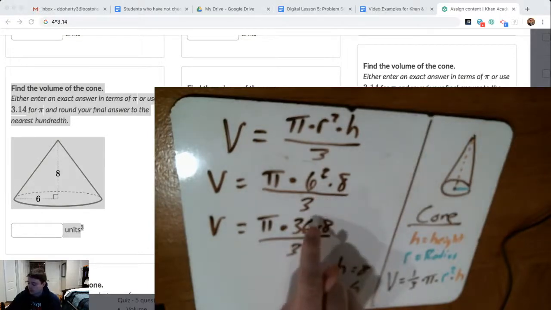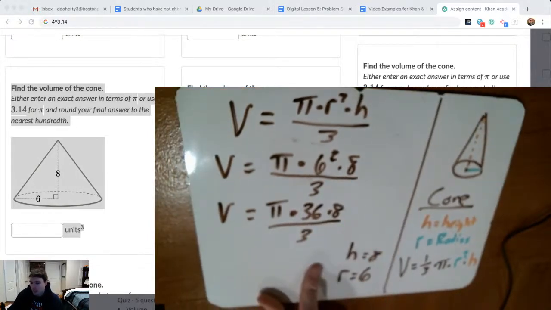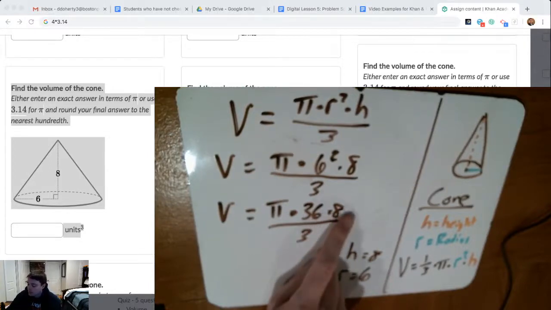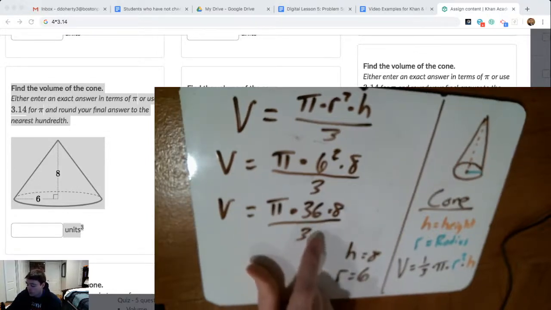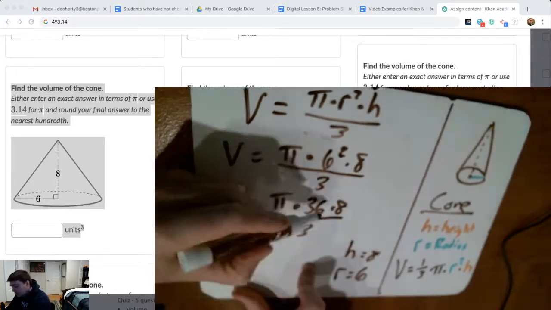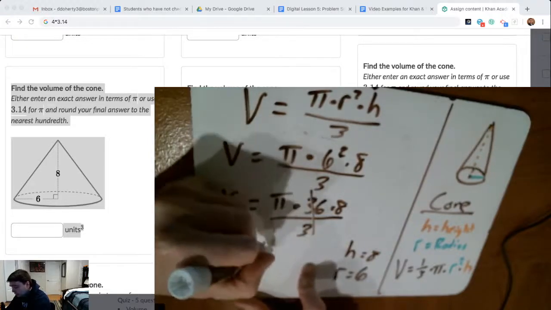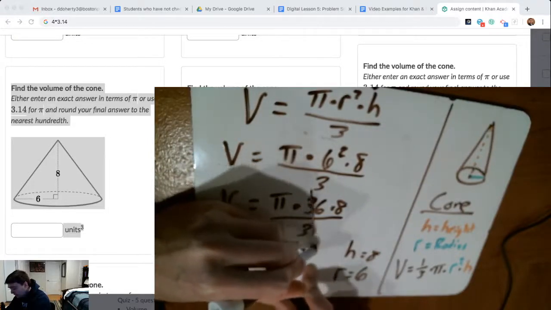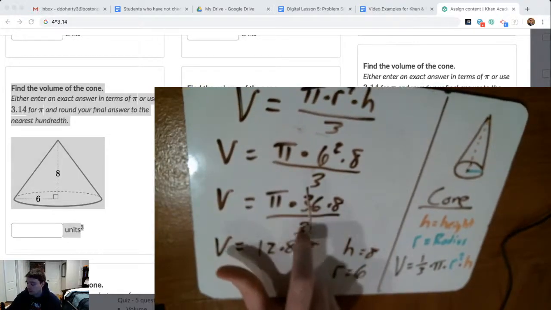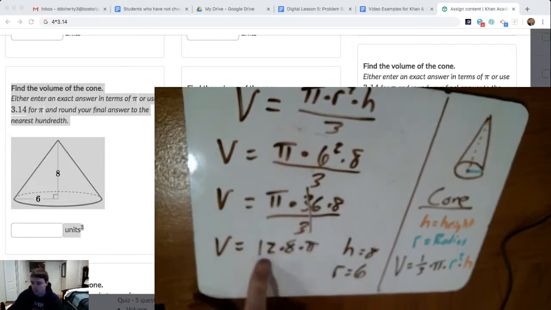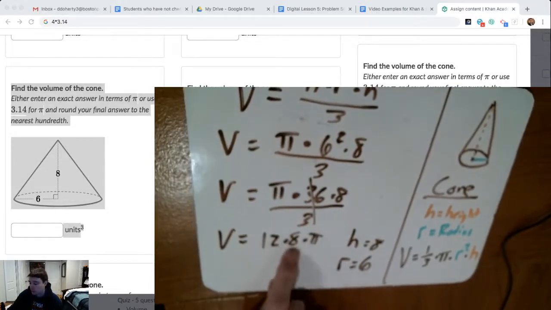6 squared gave me 36. I'm going to do something that simplifies the math a little bit. I could do 36 times 8, times 3.14 for pi, then divide by 3. But I do know 36 divided by 3 just gives me 12. So I'm going to factor that 3 out that's dividing right now. 36 over 3 is 12, so it becomes 12 times 8 times pi. Just rearranging things a little bit, I had 8 times 36 divided by 3 times pi. 36 divided by 3 is 12, so that gives us 12 times 8 times pi.